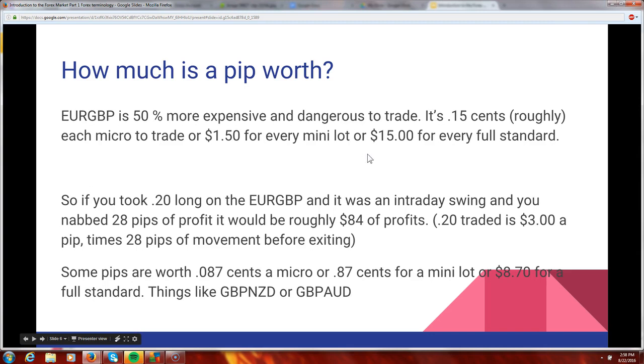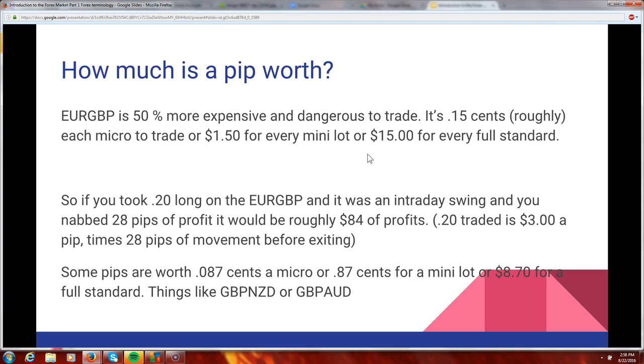The euro pound is about 50% more expensive. It's more dangerous to trade. It's 15 cents roughly. I know that's not exact, that does fluctuate. But roughly it's 15 cents for every micro to trade it, $1.50 for every mini lot, and $15 for every full-size standard of $100,000 of currency.